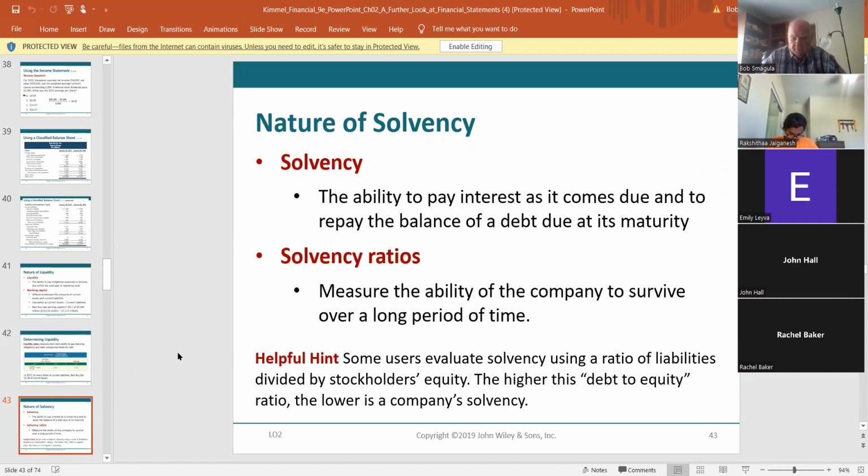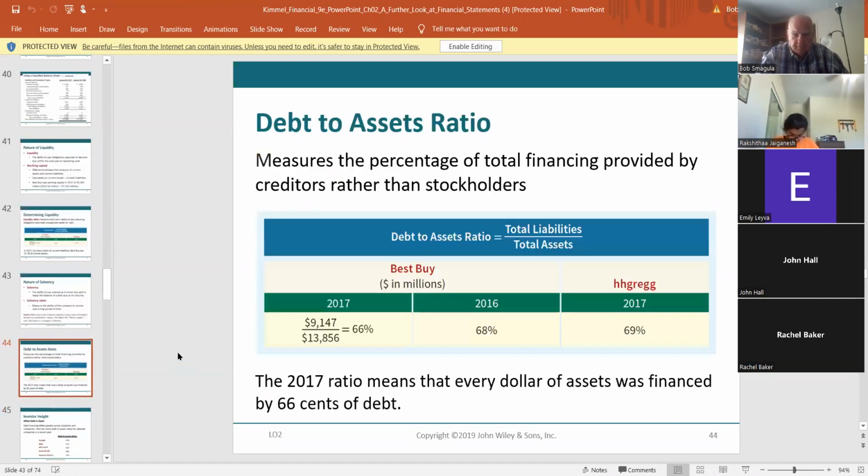The lower, the better. Obviously, in a perfect world, you'd have no debt, but companies certainly have debt, and they want debt because if your company's growing and you need money, you want to be able to borrow it wisely. So debt is not a bad thing. It's something that you just need to manage carefully.